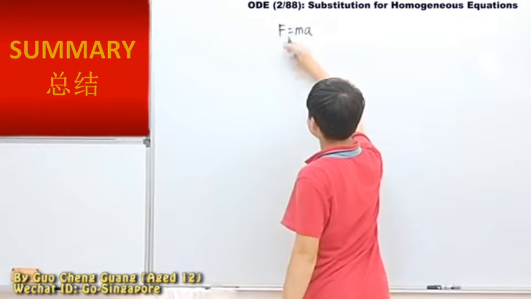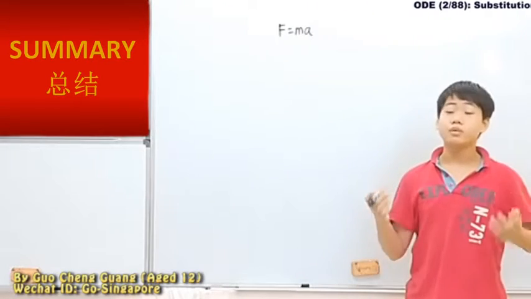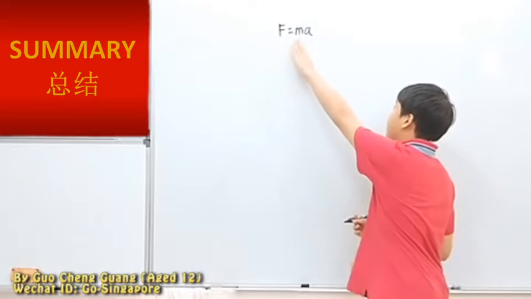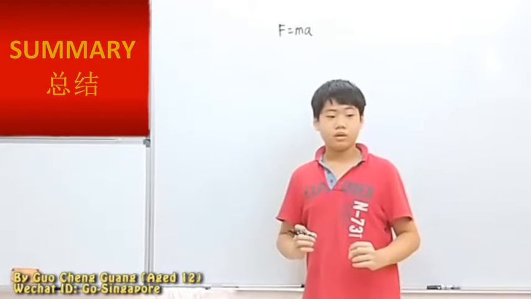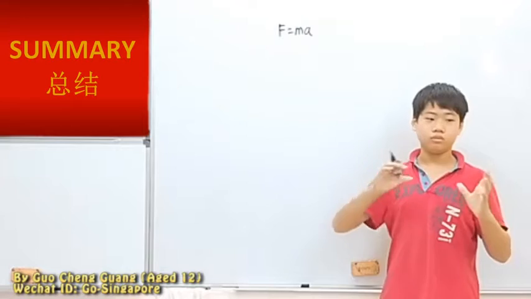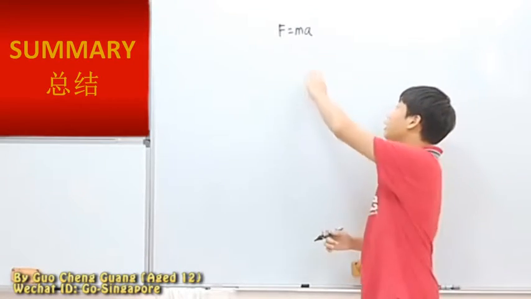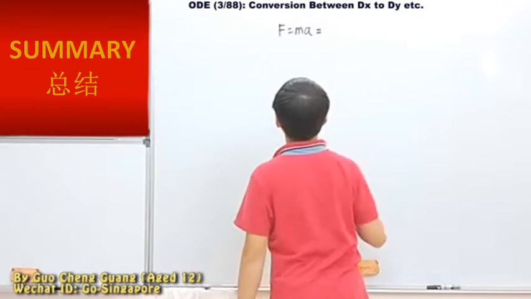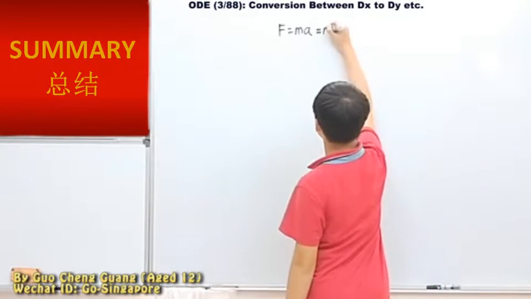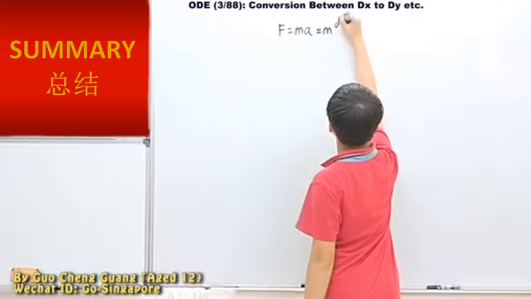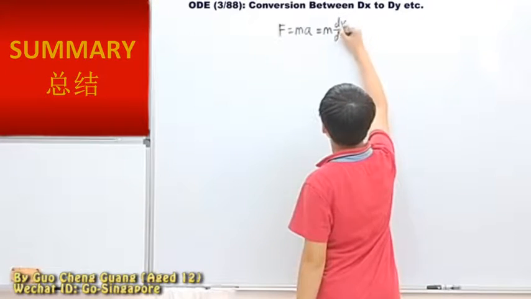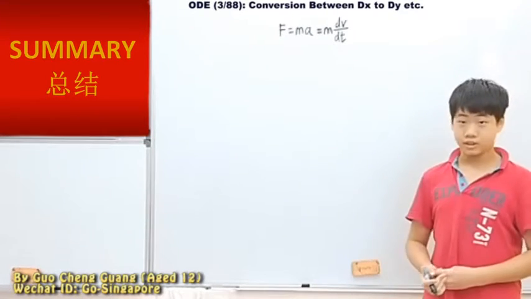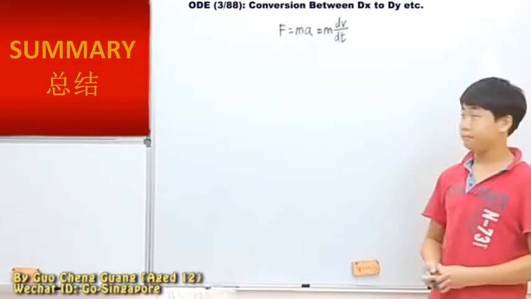F is the resultant force, you can say it is the net force. m is the mass, the mass of this inertia. a is for the acceleration. Another way we can write this, acceleration is dv/dt. v is velocity, t is the time.